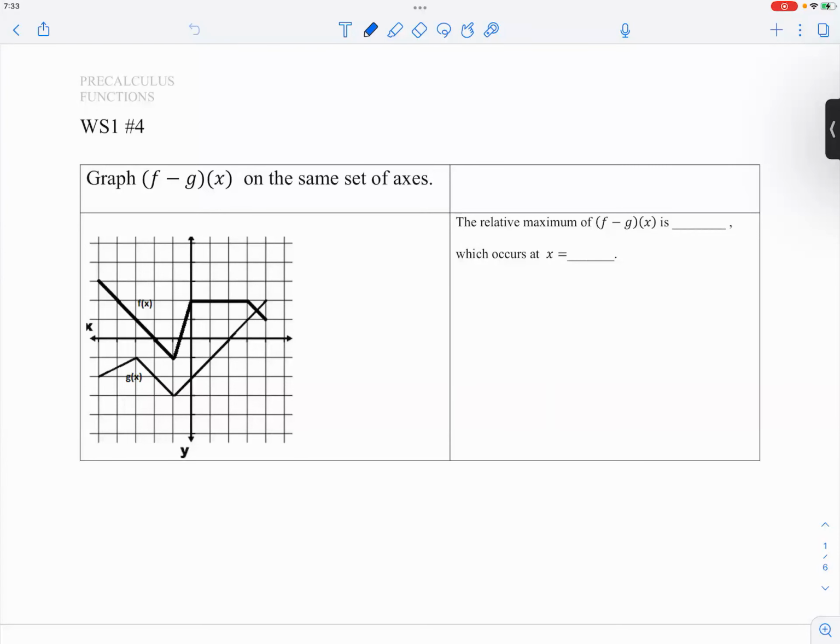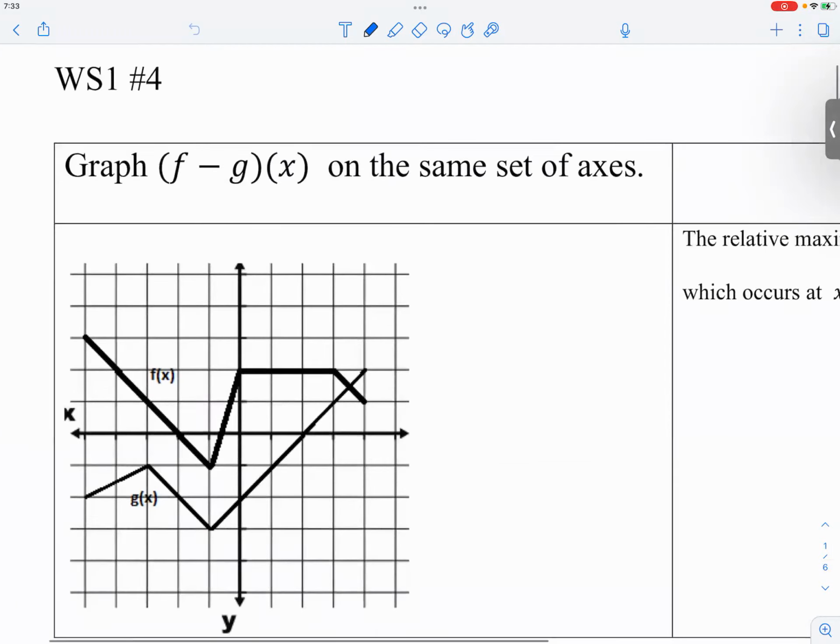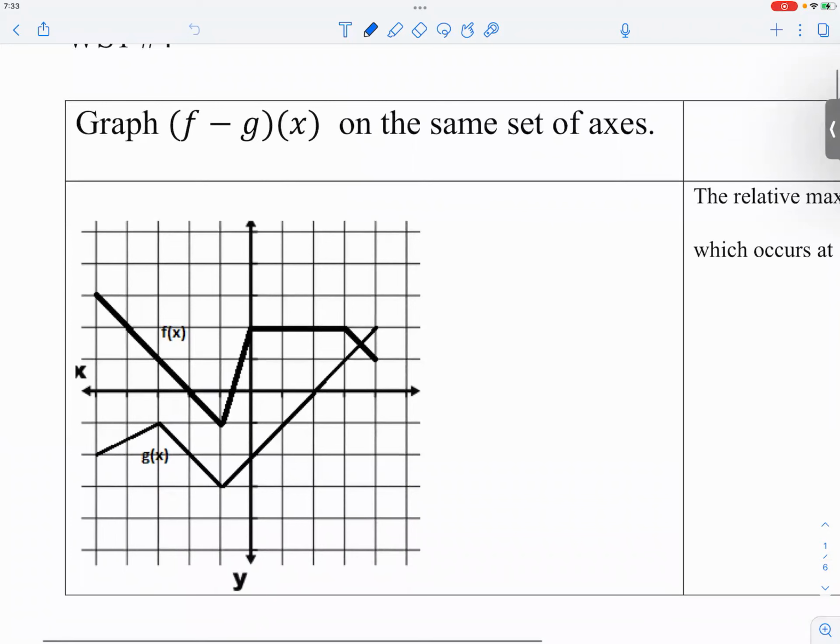Okay, so for this particular question, the reason why I want to go over this is because we didn't get a chance to go over something like this one, like f minus g of x, and then we have to draw it on the same pair of axes, same set of axes.